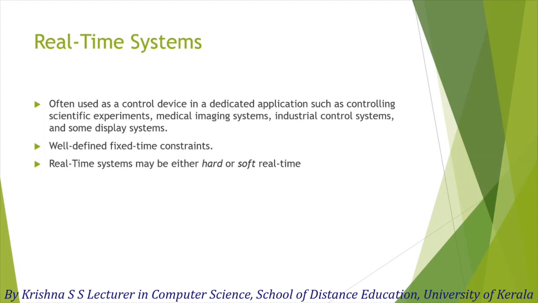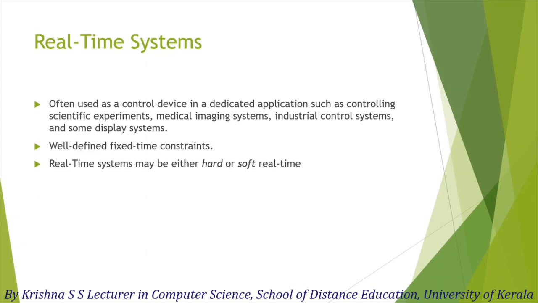We will discuss real-time systems. It is a special purpose operating system. A real-time system is used when rigid time requirements have been placed on the operation of a processor or the flow of data. Thus, it is often used as a control device in dedicated applications.